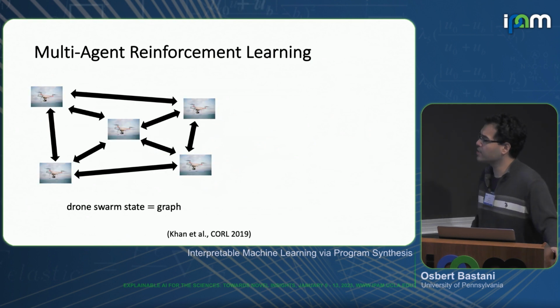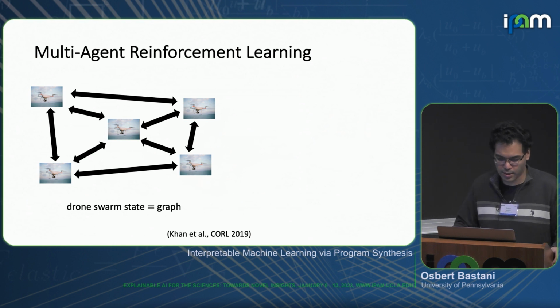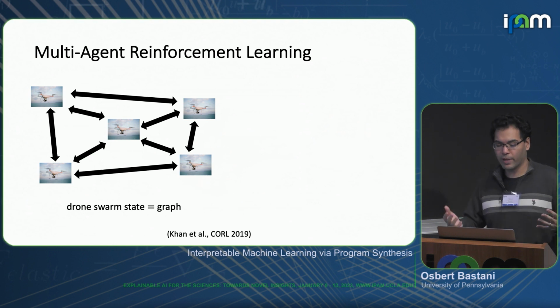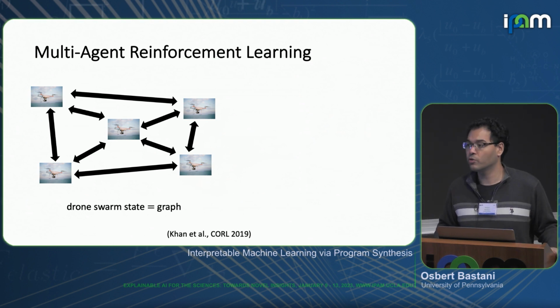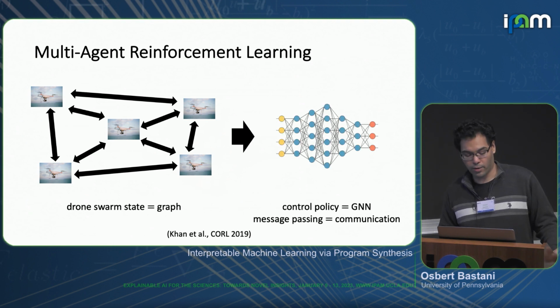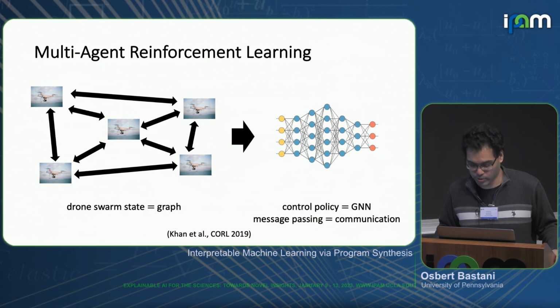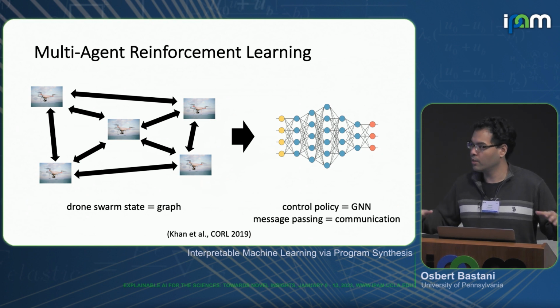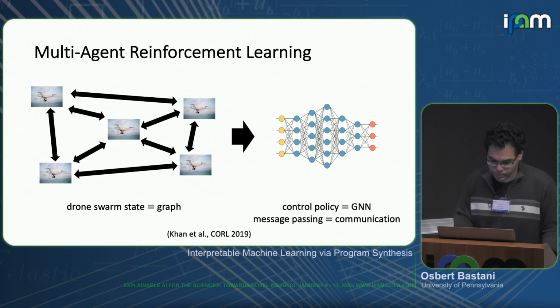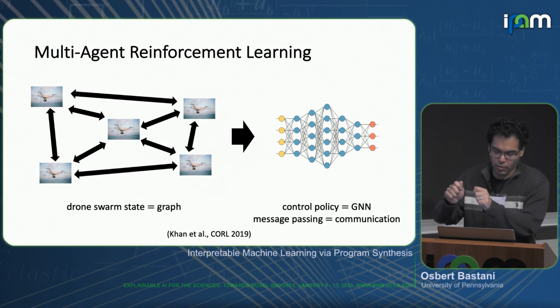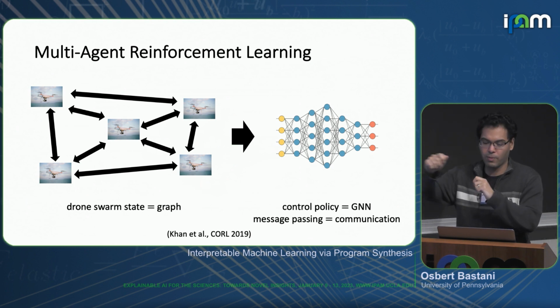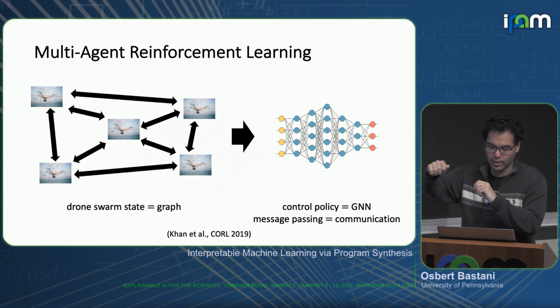So one basic strategy for solving this problem is to treat it as a multi-agent reinforcement learning problem, but the main question is how do you represent the policy? If you're using deep learning, you can construct graph neural network policies where the edges in the graph represent communication. If you're familiar with graph neural networks, you pass messages between nodes in your graph, and that's how you achieve communication.